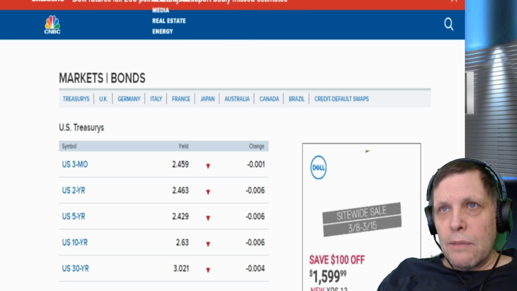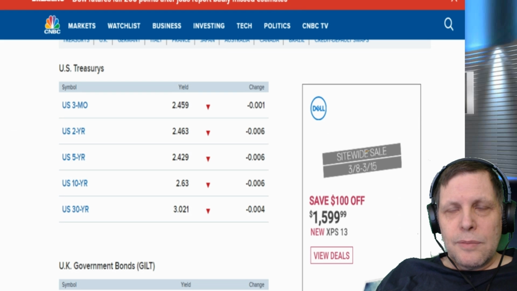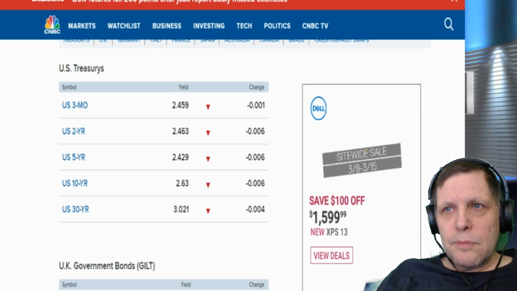Take a look at the bond market right now. We're seeing a downward turn in all of the bonds. This means investors are running into these bonds. Look at the bond yields. Look how low they are. U.S. 10-year, 2.63%. It was 2.7 something percent. It's dropped a lot, like 10 basis points on the U.S. 10-year this morning. This means they're buying heavy into these bonds.